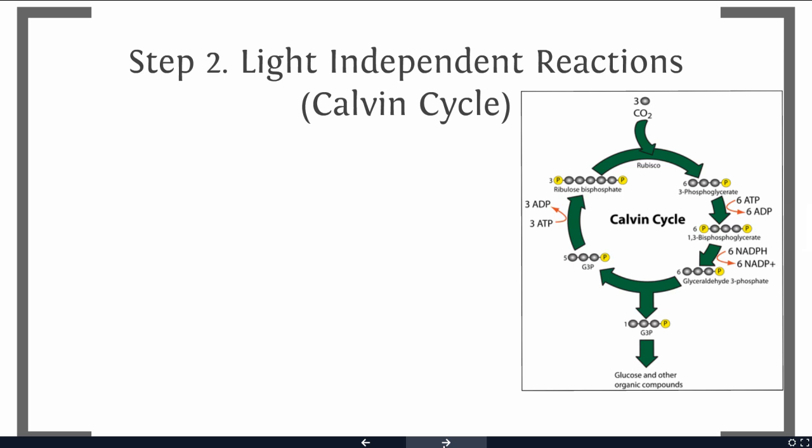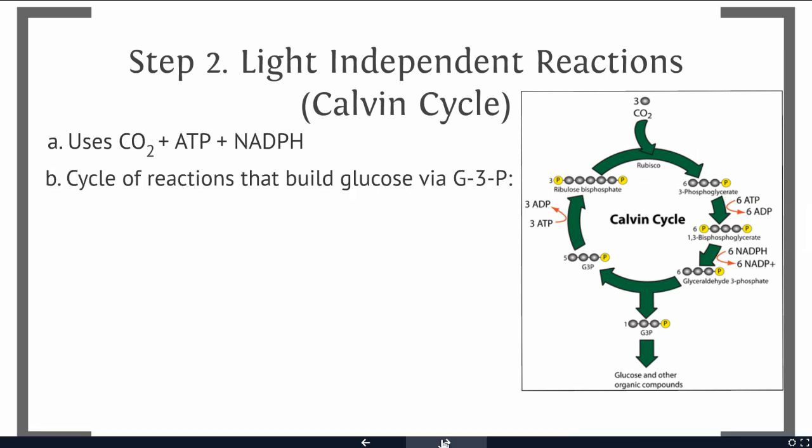Next, we have the light-independent reactions, also known as the Calvin cycle. The Calvin cycle is going to use carbon dioxide, ATP, and NADPH. NADPH and ATP, those are just going to come from the light-dependent reactions, what we just did. CO2, this is new. This is going to come from outside the plant cell. It's going to open up pores and allow that CO2 to come in. It's going to take those CO2s, the ATPs and NADPHs, and run them through a cycle of reactions.